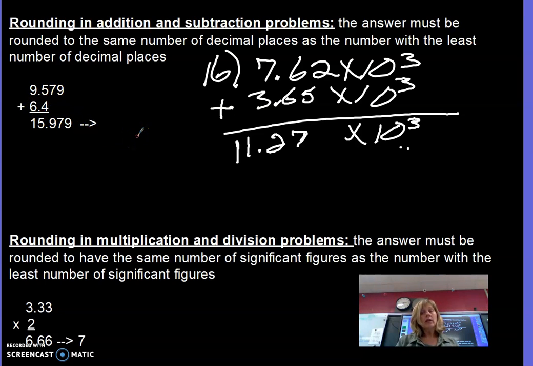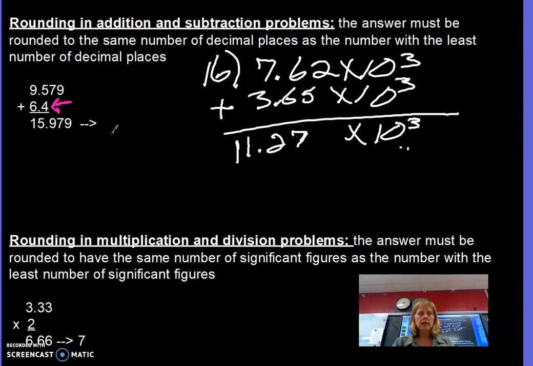So my answer cannot be more accurate than my least precise piece of data. This is my weakest link right here. Okay, I have 1 place beyond the decimal. So if I calculate this and get this answer, I have to round this to 1 place beyond the decimal.